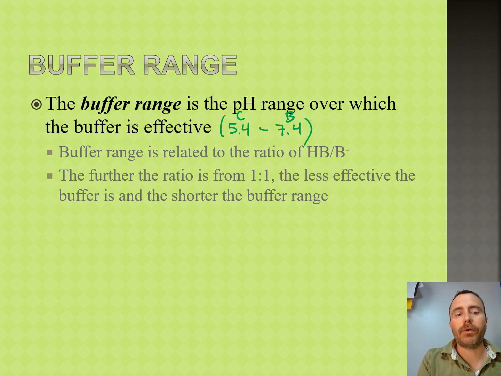And so the buffer range is best when we are closest to a 1-to-1 ratio of our weak acid to weak base in our buffer. The closer we are to them being a 1-to-1 ratio with each other, the better the buffer is going to be.